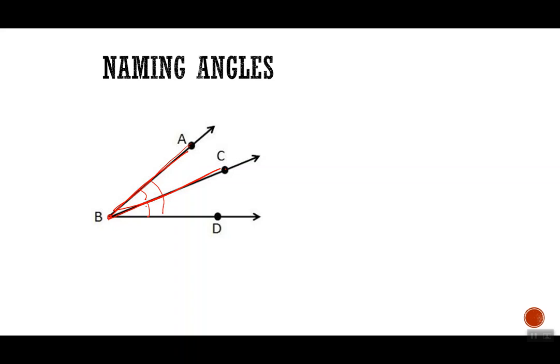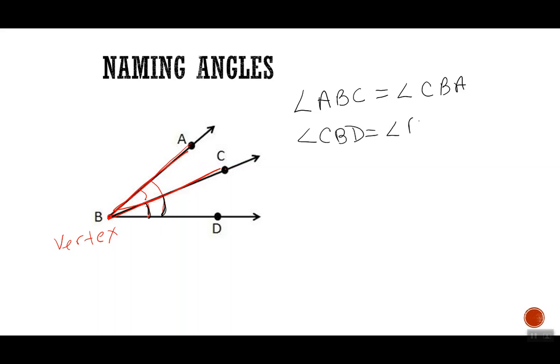B, the point where the two rays intersect, is called the vertex. As we write the angles, it's important that we always put the vertex as the center point in our description. So we may write angle ABC. We could also choose to write angle CBA. So starting with A or starting with C really doesn't matter as long as you put the B in the middle. If I wanted to instead talk about this lower angle, then I would want to say CBD, or I could say DBC. Again, I want to keep that vertex in the middle so I know that that's where the two are going to come together.